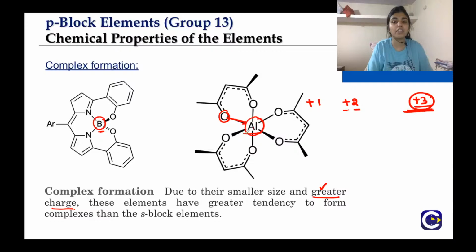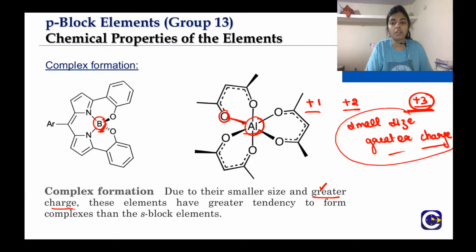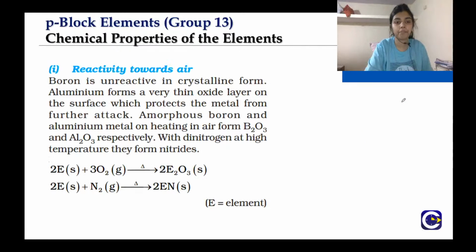Because the charge on the central atom, aluminium or boron, is more. While if you compare to S block elements, they have a charge of only +1 and +2, right? So the elements which have small size and greater charge have more complex forming ability, right? So because group 13 elements have greater charge and small size, that is why they have more ability to form complex than that of the S block elements.